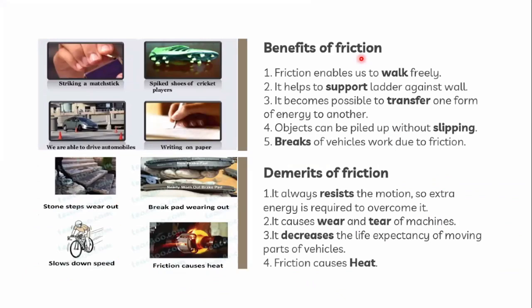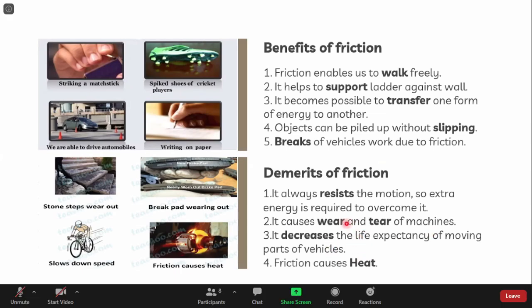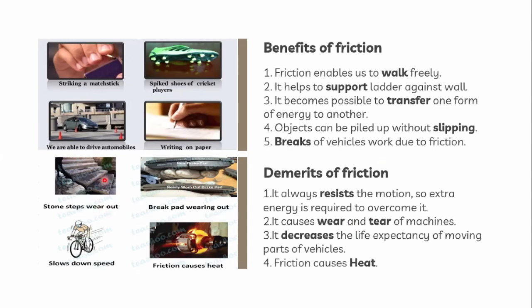Now, some benefits of friction. You can walk freely, support a ladder, transfer energy from one form to another, sleeping, brakes of wheels. Okay, you can see some of our cricket players, friction in match sticks, and driving automobiles. And some demerits of friction: it resists the motion, causes wear and tear of machines, and decreases the life expectancy. Say the brake pad and stones wear out, and friction causes heat. Say some brakes cause heat.